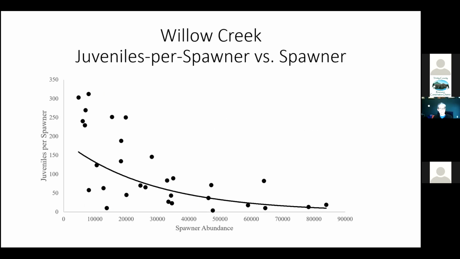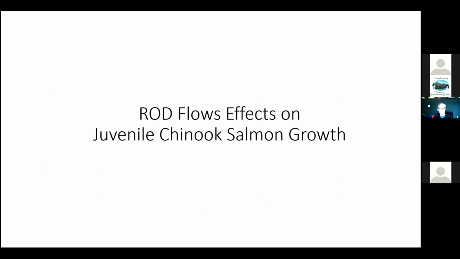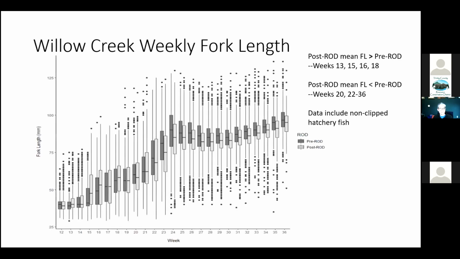So that comes to the end of the abundance section, but there's a ton of data from the trapping. There's a lot going on in this figure, so I'm going to leave it up for a little while and explain what's going on here. These are weeks of the year, which starts in about March at the beginning here. This is just for Willow Creek.